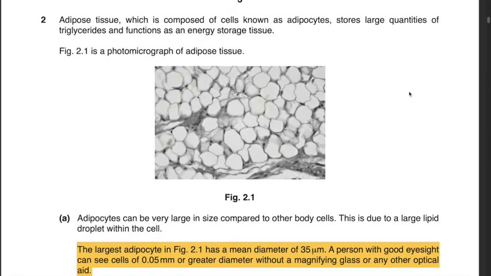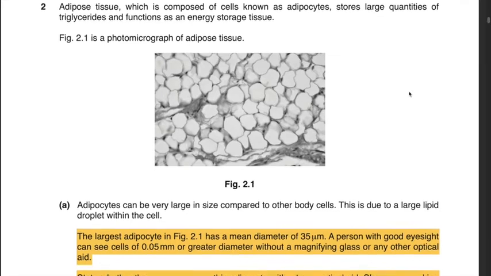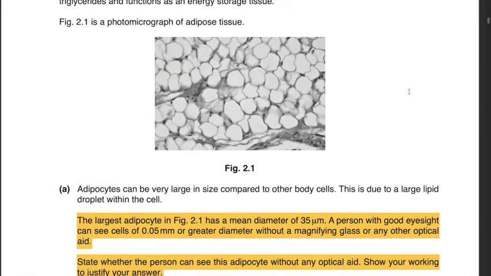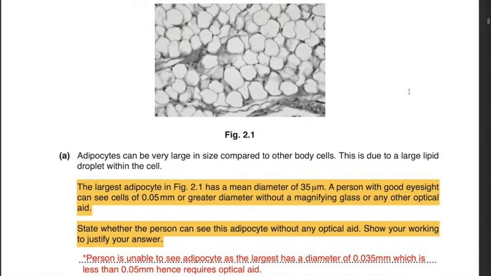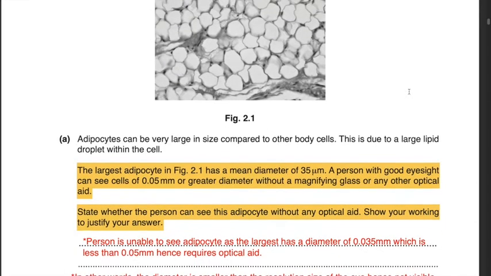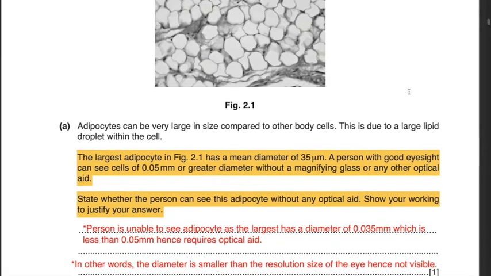Question 2. Adipose tissue, which is composed of cells known as adipocytes, stores large quantities of triglycerides and functions as an energy storage tissue. Figure 2.1 is a photomicrograph of adipose tissue. Part A. Adipocytes can be very large in size compared to other body cells. This is due to a large lipid droplet within the cell. The largest adipocyte in figure 2.1 has a mean diameter of 35 micrometers.